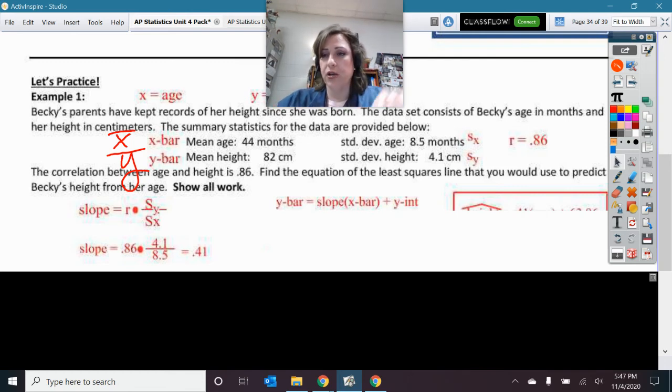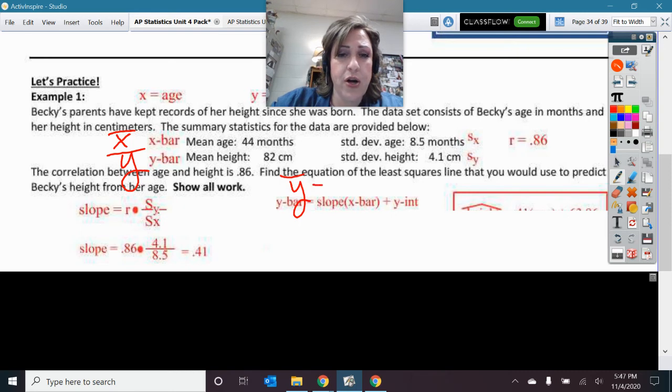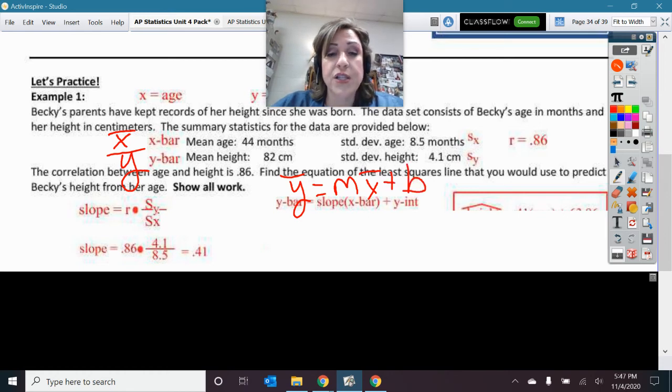I got my y bar. Okay, I just go like this. Y equals mx plus b. I go y bar equals m times x bar plus that y-intercept. Okay? So guess what? I got all these things. Look here what I have. I have got y bar is 82. I've got slope is 0.41. I have got x bar is 44. So I'm going to plug in those 3 things and solve for the y-intercept.